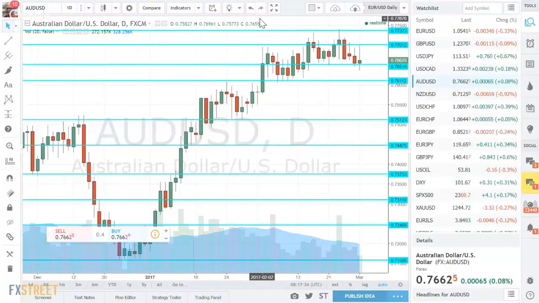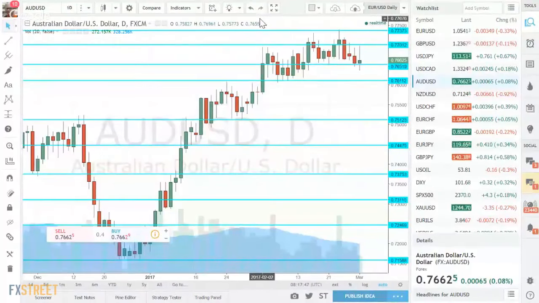We did rise above 77, and the next high is 77.40. Even further above, we have 78.40. Aussie dollar used to be one of the more volatile currency pairs, basically until 2015. But afterwards, we're seeing it quite stuck.